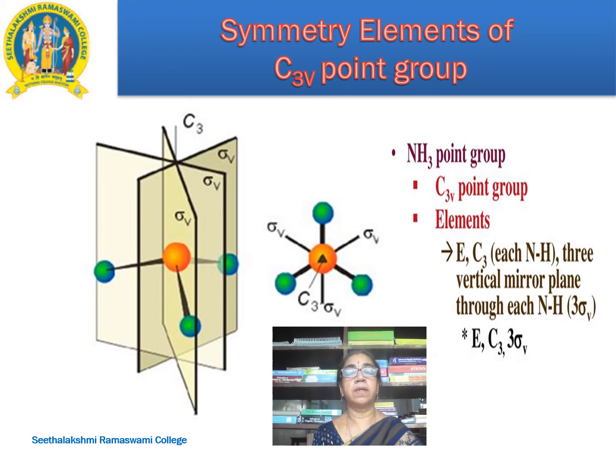The next step is to take an example. Ammonia can be taken as an example of a molecule with the C3V point group. Here the different symmetry elements are represented pictorially in the slide. There are 3 sigma V symmetry elements, that is vertical planes, which are perpendicular to one another. 2 C3 axes are present and 1 identity element. The identity element is generally present in all molecules.